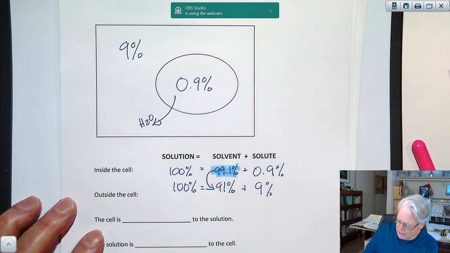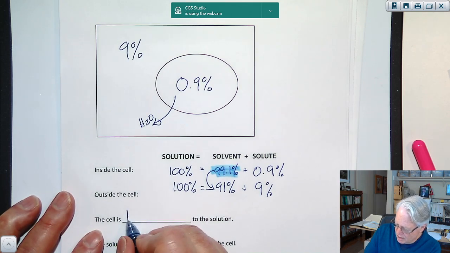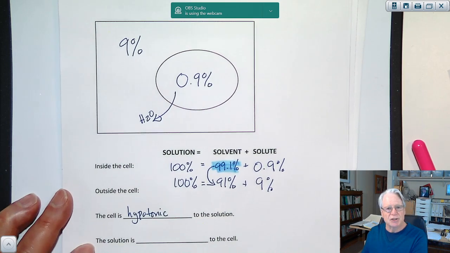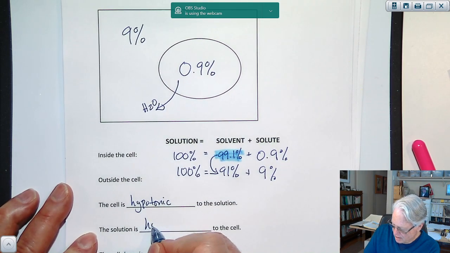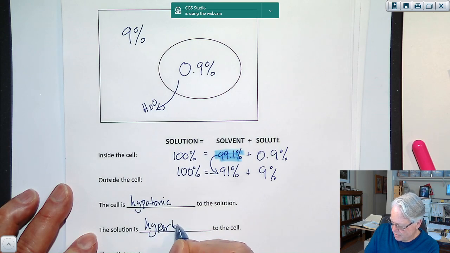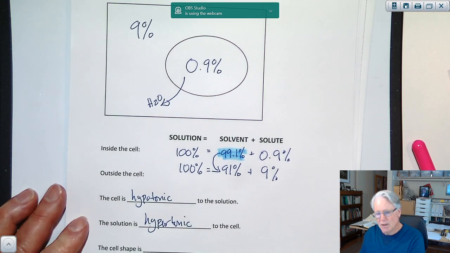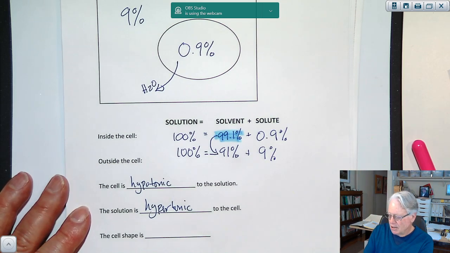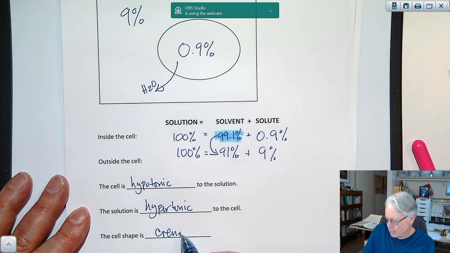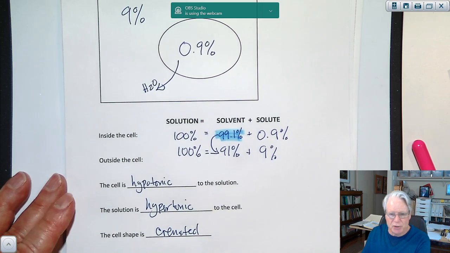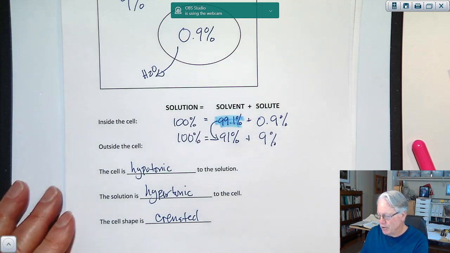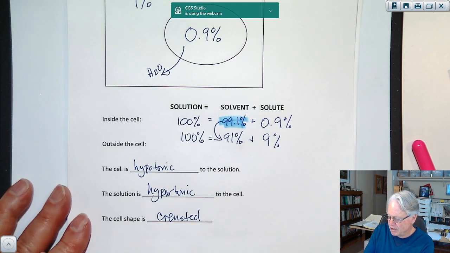The cell is hypotonic. The solution is hypertonic. What about cell shape? Crenated. Remember, that's the term. We don't want to say shrink or shriveled because we don't sound very smart when we use those terms. And we want to impress people, so we're going to say crenated.